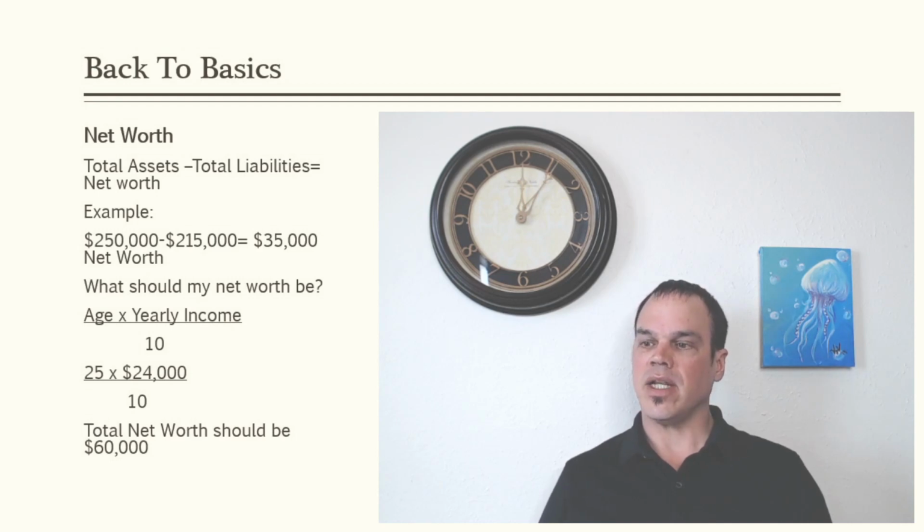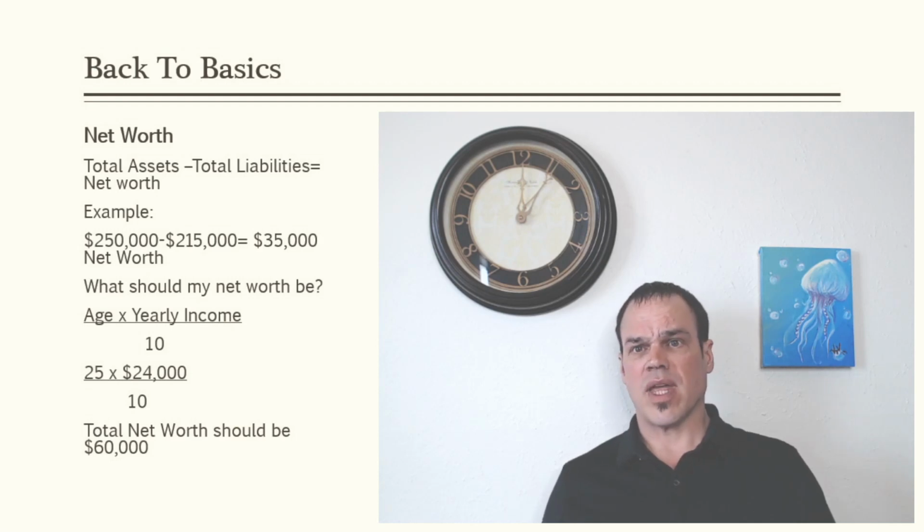So as you can see from the calculation on the screen right now, if you're 25 years old, you make $24,000 a year, you multiply 25 times 24,000, divide that by 10, and it'll show that your net worth should be about $60,000. And so that net worth could be anywhere from your savings to your investments to maybe equity in your house. It could be paid off vehicles, whatever it is that you own that's worth some value should calculate out to about $60,000. So, it kind of gives you a rule of thumb to know whether or not you're ahead of the game or behind the game.